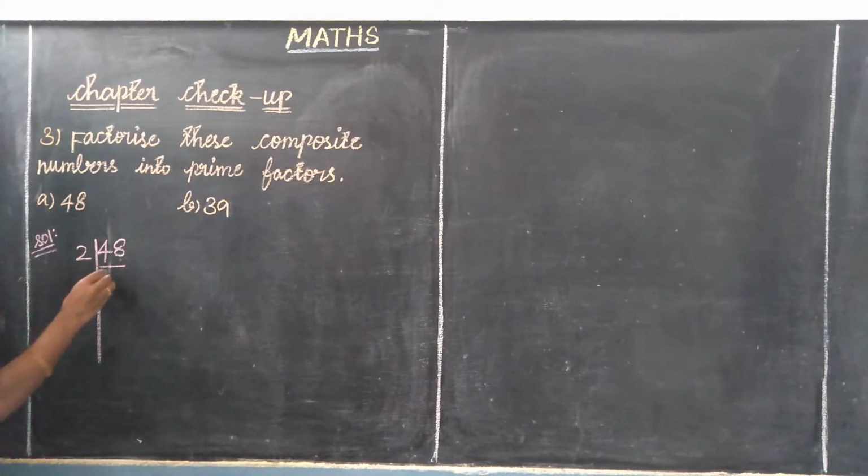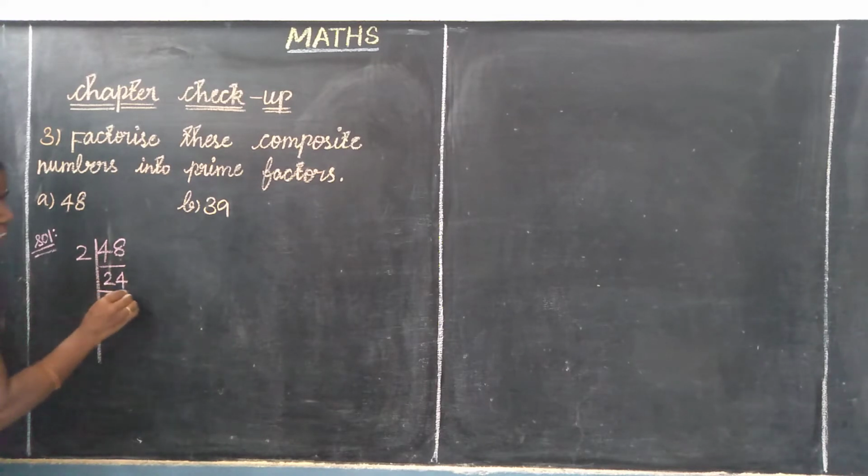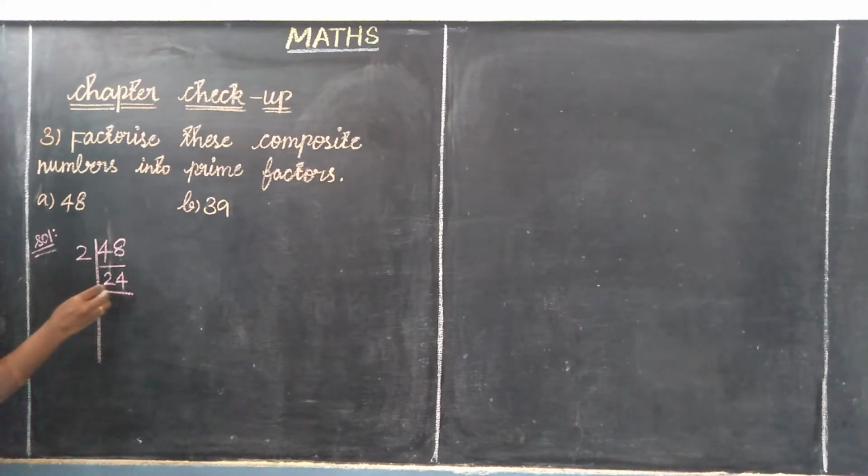Then how many times is 48 divisible by 2? 2 2's are 4, 4 2's are 8, so 24 times 2 makes 48. Next, the last digit of 24 is 4, so again it is divisible by 2.